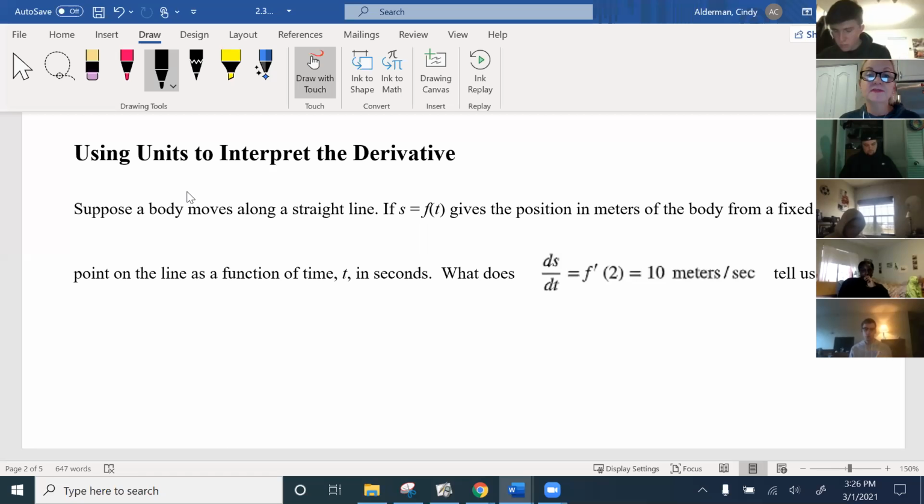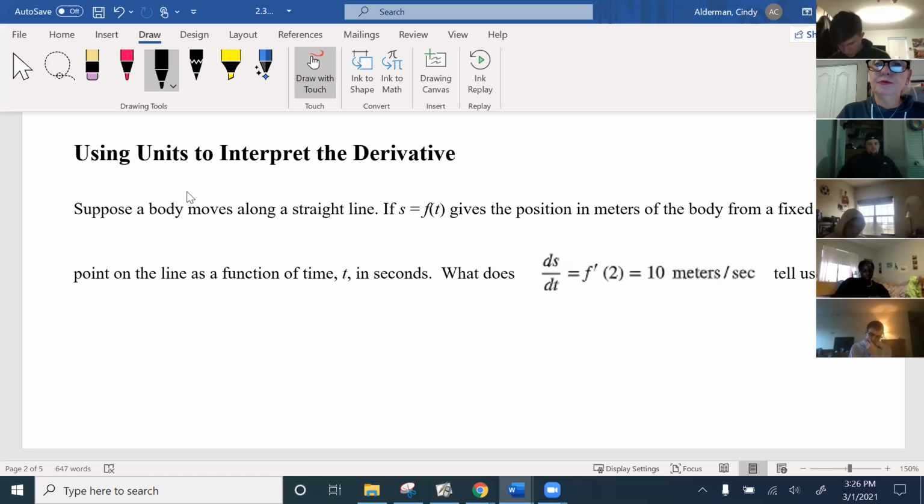And they say if you have some function s that is a function of t, let's say time, for example, it gives the position in meters of this body from a fixed point on the line as a function of time in seconds. So really they're just saying, here's some function of something moving. Don't get too hung up on the word body, but they do use it a lot. They're just trying to say something is related to something else in some way.